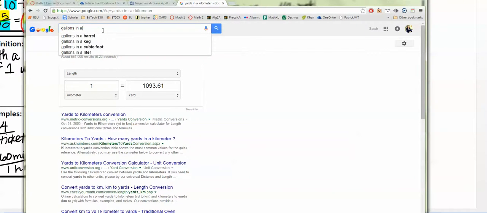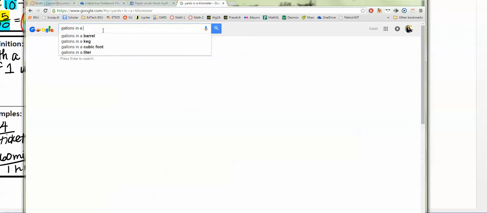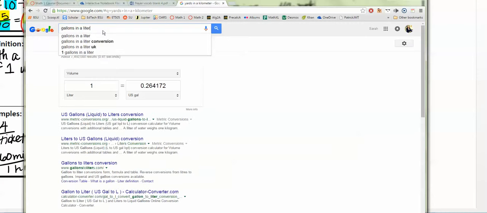Gallons in a liter. Okay, so 1 liter is 0.264172 US gallons.